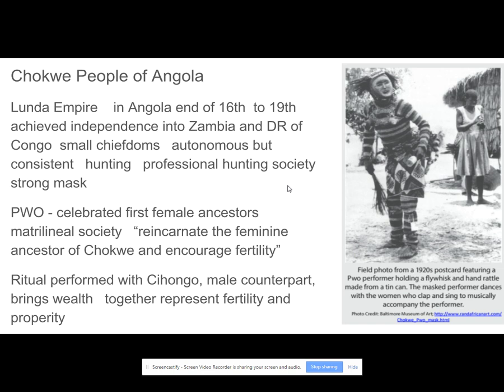Piwo is celebrated first female ancestors. It was a matrilineal society, and masks were used to reincarnate the feminine ancestor of Chokwe and encourage fertility. This was a ritual performed with Chiongo, a male counterpart. He brought wealth, so together the two represented fertility and prosperity.